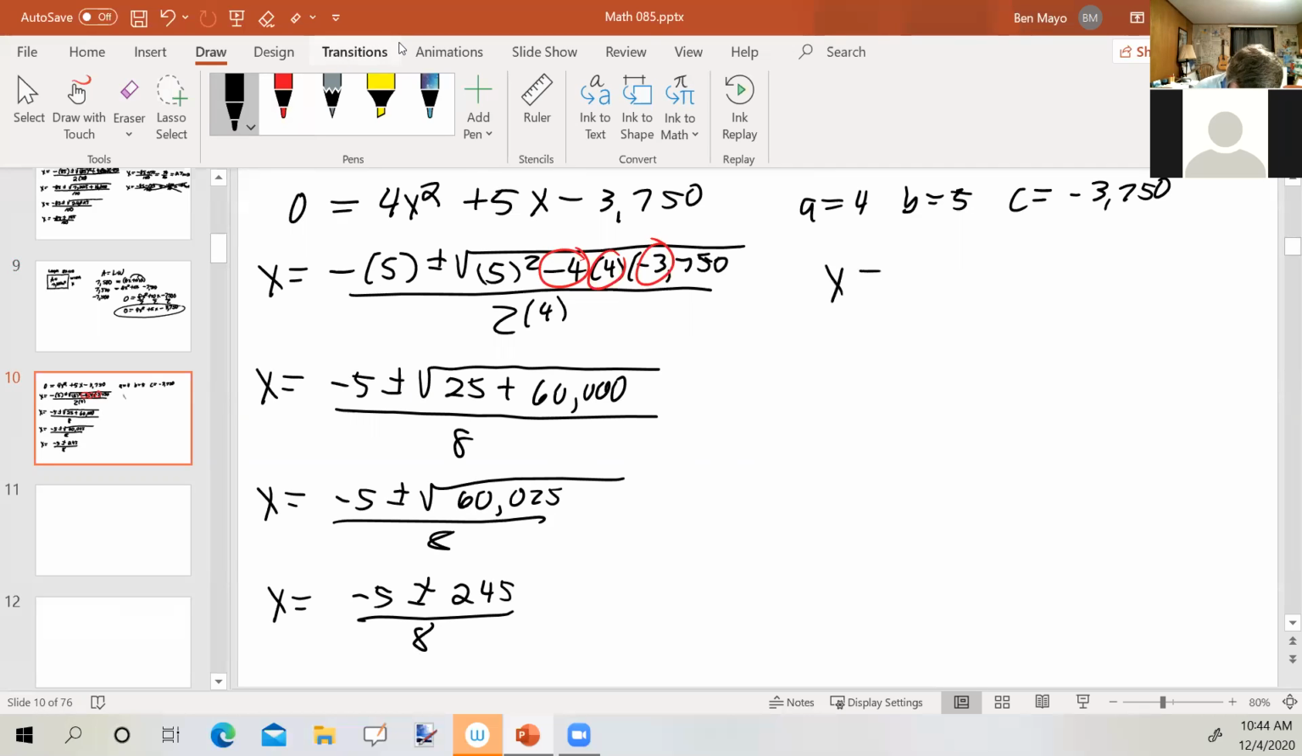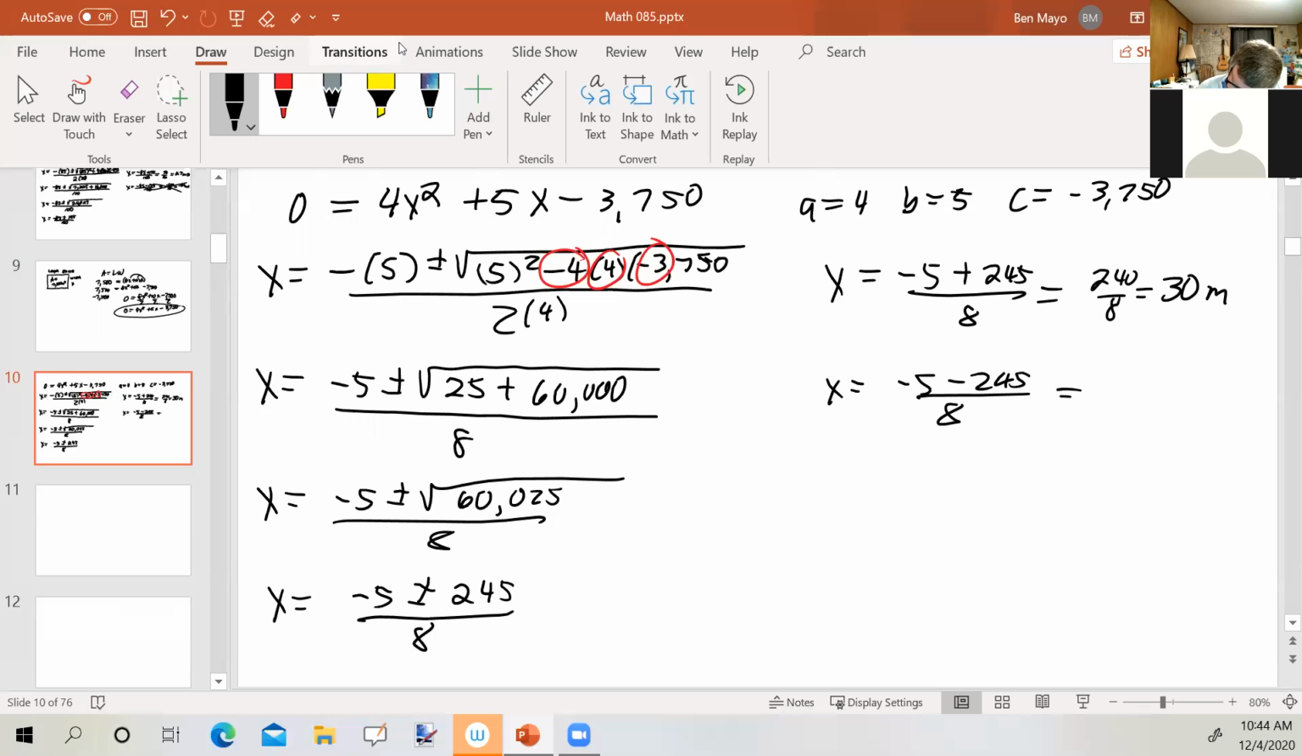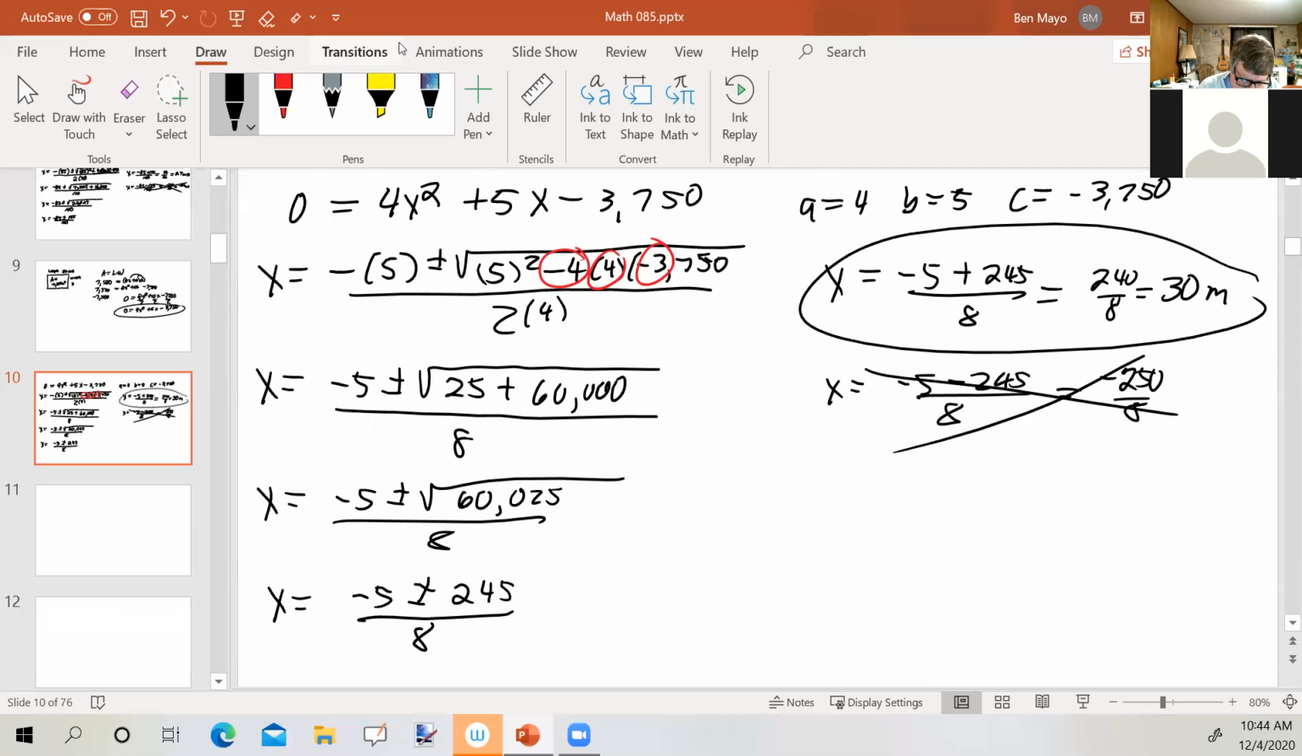So two possibilities: x equals negative 5 plus 245 over 8, or x equals negative 5 minus 245 over 8. Coming back up here, negative 5 plus 245 is 240, over 8 would be 30, and that's meters. Negative 5 minus 245 would be negative 250 over 8. Well, that's negative and it's a distance, so I don't even need to take it any further. So x is 30 meters.